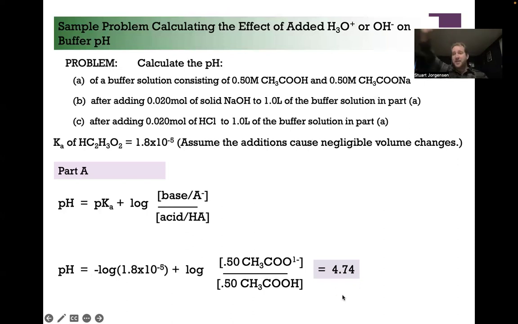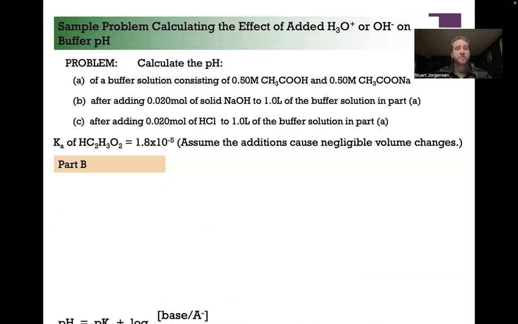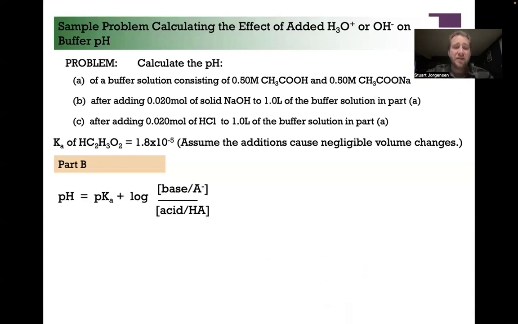And so instead of setting up a whole ice table, we actually can go right to the pH using the Henderson-Hasselbalch. It's really nice, and you'll always have this equation handy. Cool. So if you're thinking about part B, in part B, we have a slight change.